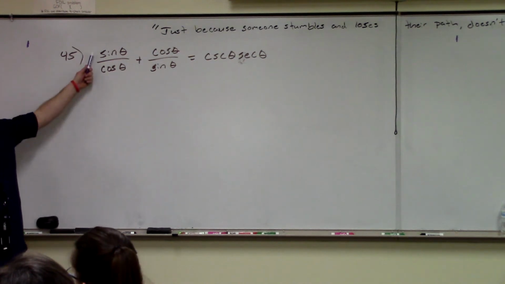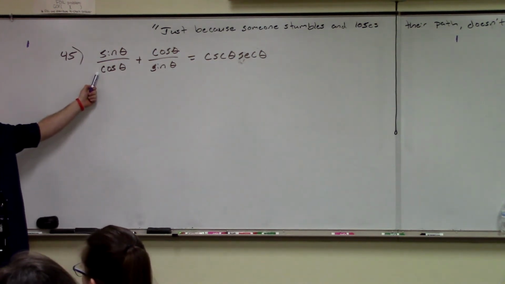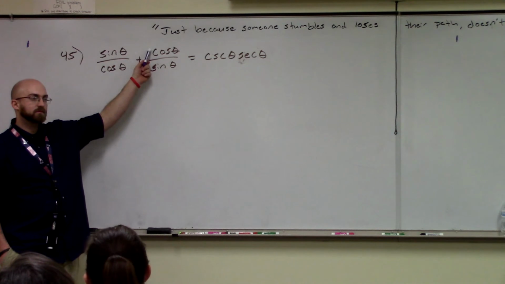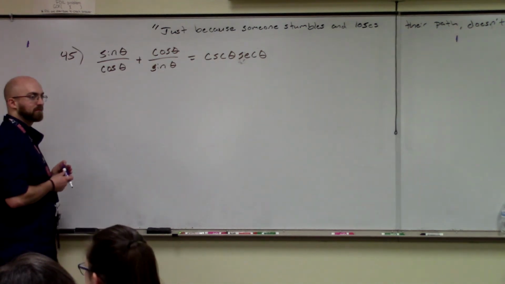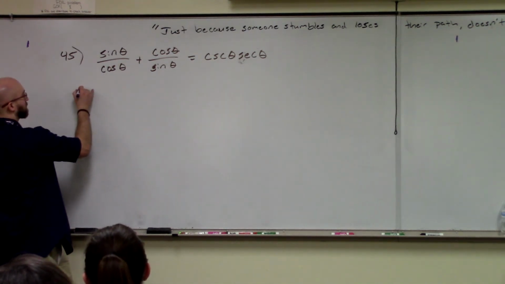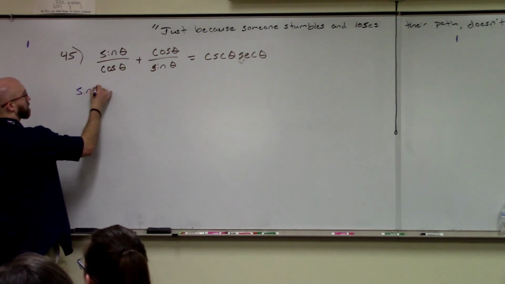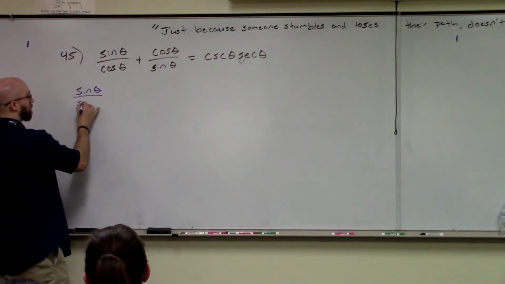I need to multiply this one, top and bottom by sine. This one, top and bottom by cosine. I understand it, but all the extra letters, they're just making me upset.